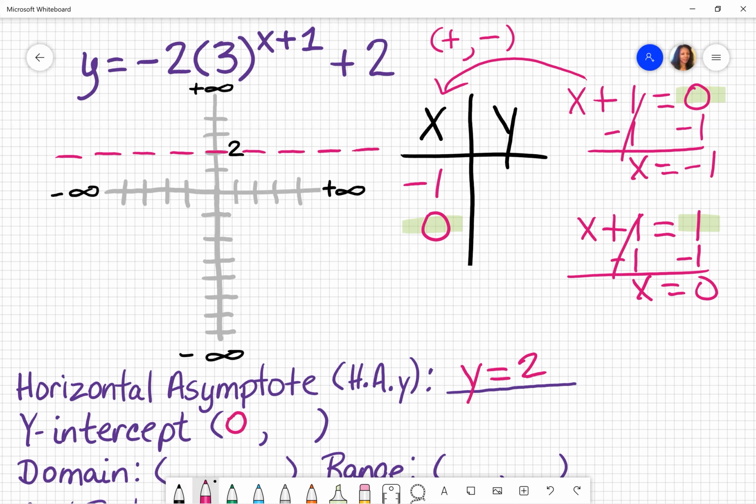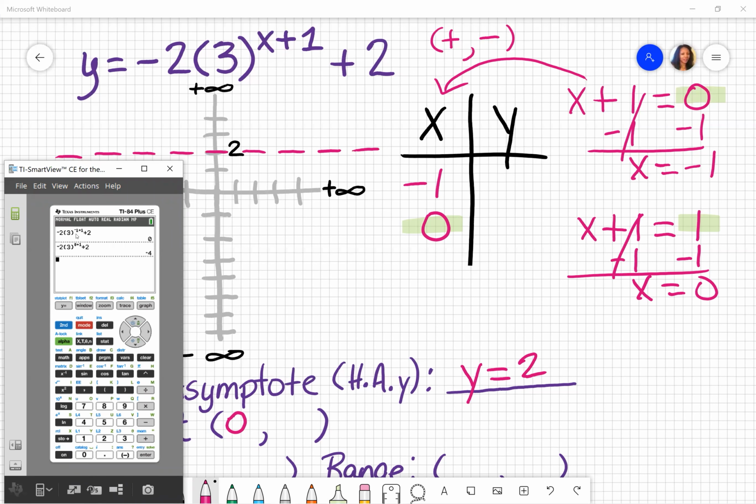I can plot my other points once I substitute that information in. I would take this -1 and substitute it in there. You can manually do it, or you can use the calculator, which is what I did. And then you do the same for the 0. So you're going to substitute it in twice.